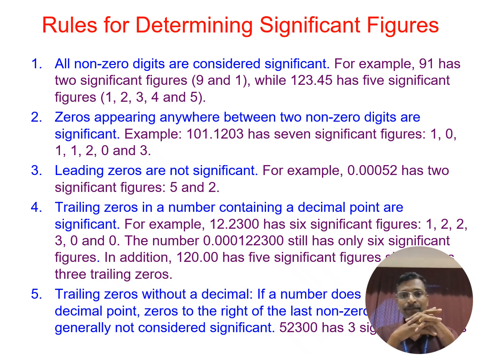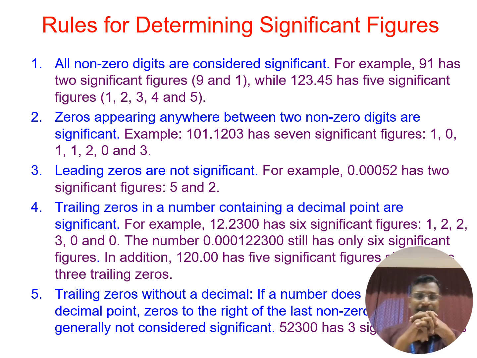Say for example, 123.45. All are non-zero digits, so all are significant figures. So how many significant figures in 123.4567? 7. 123.232? Whatever the number, non-zero digits are significant figures. First step.